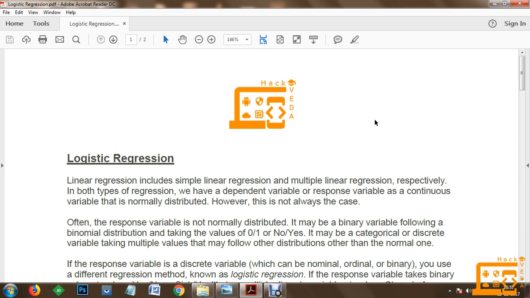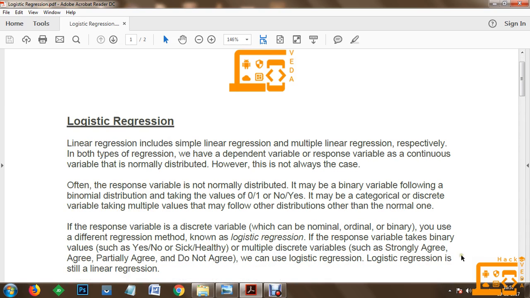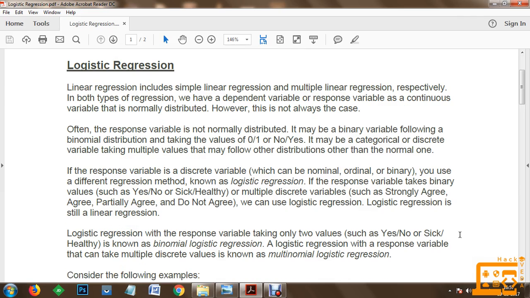If the response variable is a discrete variable which can be nominal, ordinal or binary, you use a different regression method known as logistic regression. If the response variable takes binary values such as yes, no, sick, healthy, or multiple discrete values such as strongly disagree, strongly agree, partially agree, do not agree, we can use logistic regression in those cases. Logistic regression is still a linear regression.